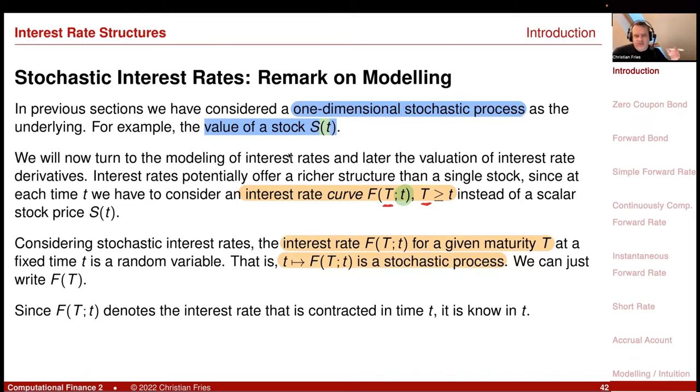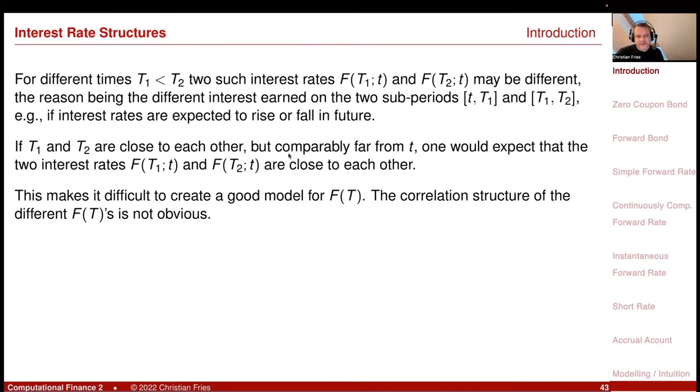So like in the market of a stock, where you could have different stocks, a basket of, say, three different stocks. Now you have different interest rates, but you have a continuous family of stochastic processes. So much richer structure and maybe complicated interconnections. So for two different times, two such interest rates could be different.